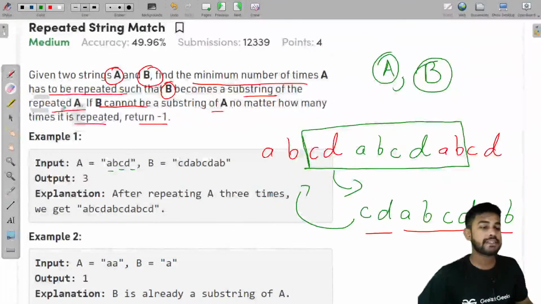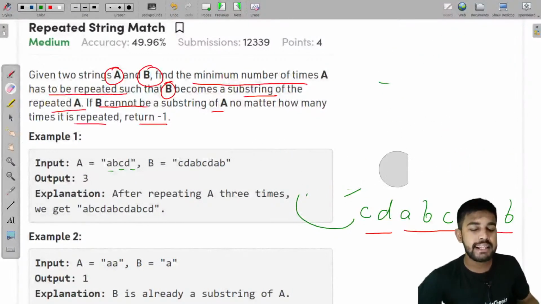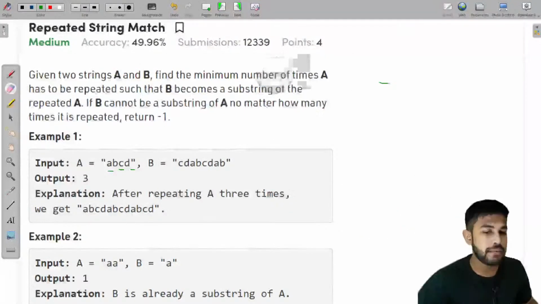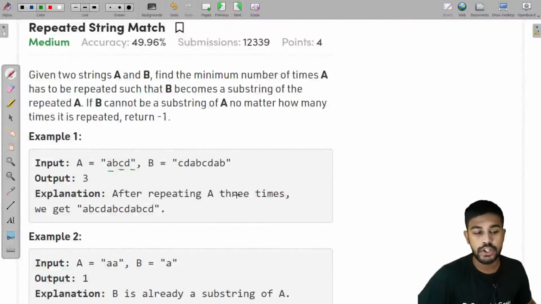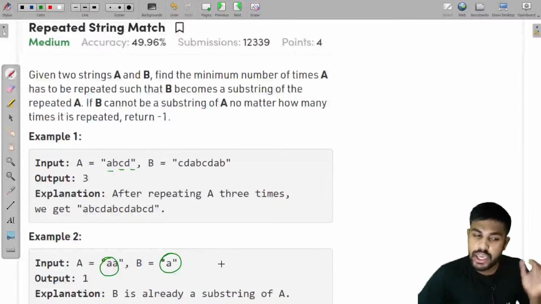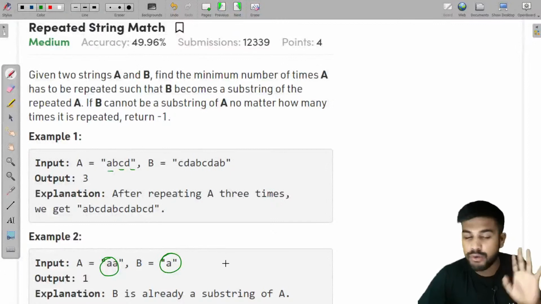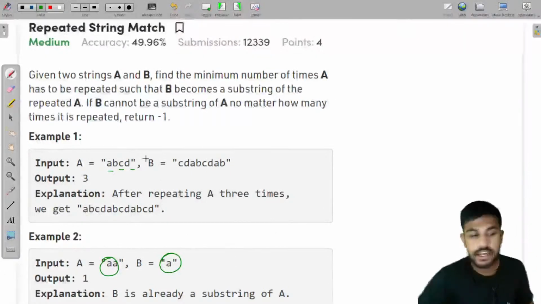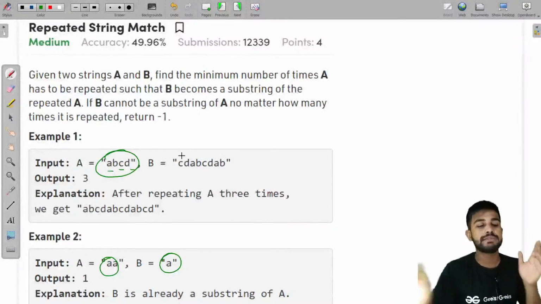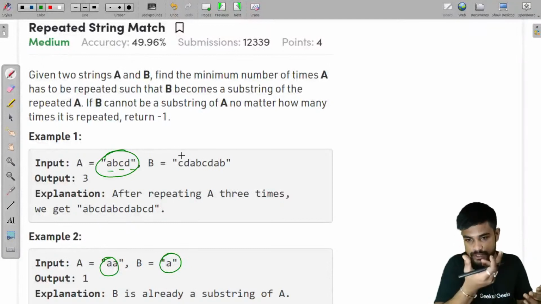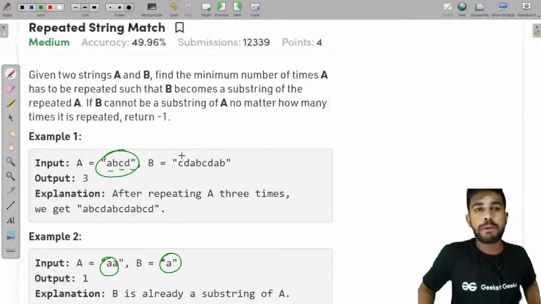Now let us take another example. Till then tell me if I am clear with the problem explanation or not. First we need to be clear with the problem statement, then we would move on to how we would solve this problem. Suppose we have A and then B is A, so A is already a substring of A. That's the case, so we would be reporting only one. So we need to tell how many times this needs to be repeated such that the other string would be a substring of that. Am I clear with the problem explanation or not?